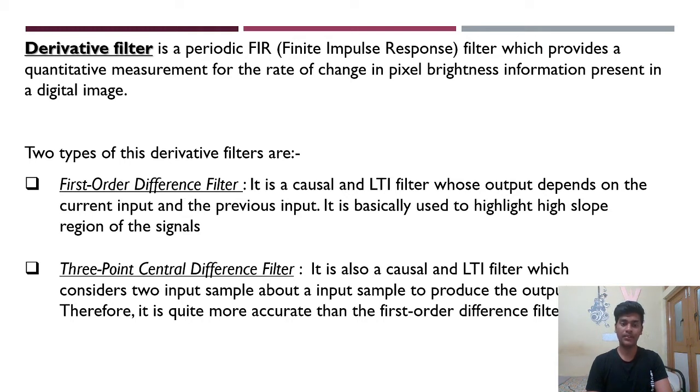There are two types of derivative filters. The first one is first order difference filter. It is a causal and LTI filter whose output depends on the current input and the previous input. It is basically used to highlight high slope regions in a signal.